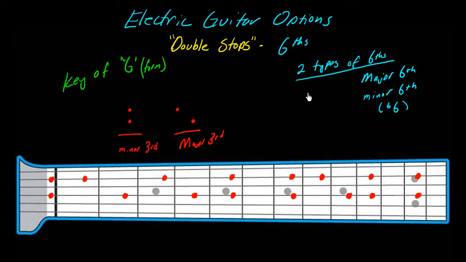Okay, and so what happens is when you're looking at sixths, chords 1, 2, 4, 5 use major sixths or normal sixths. Minor sixths are going to be chords 3, chord 6, and chord 7. These will use the minor sixth or a flatted sixth.